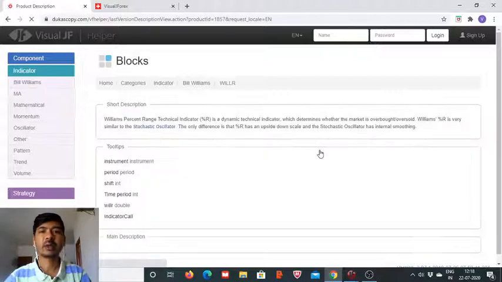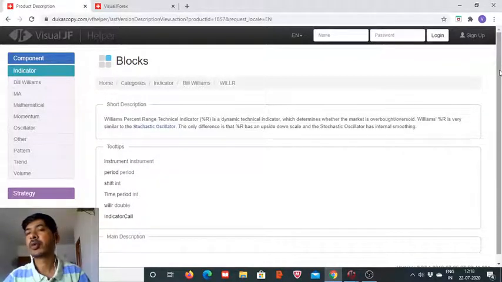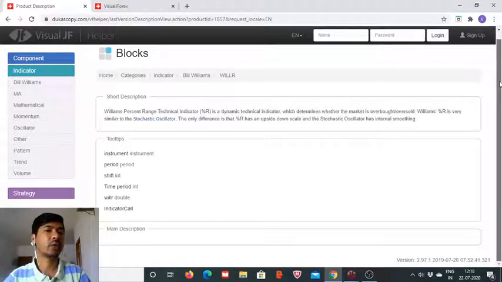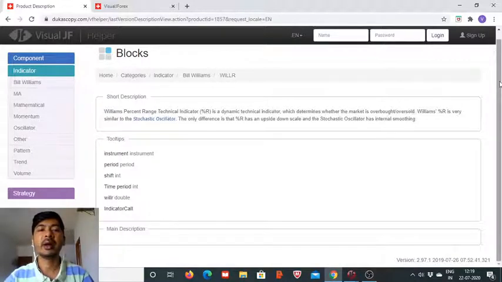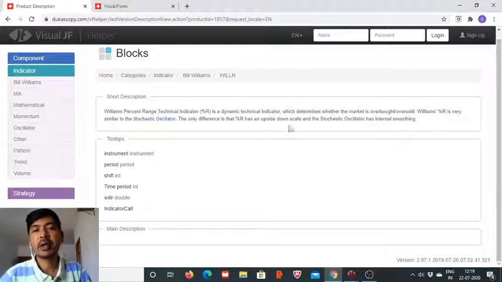Williams R is similar to stochastic, in which you can measure the overbought and oversold situation prevalent in any underlying instrument. This is an indicator which will help you determine the entry and exit points if you believe in trading in oversold overbought situations, taking contra trades, and in such scenarios this is a useful indicator to work with.